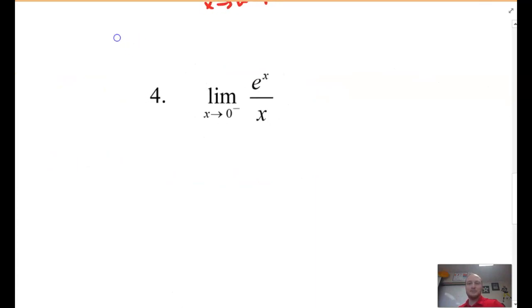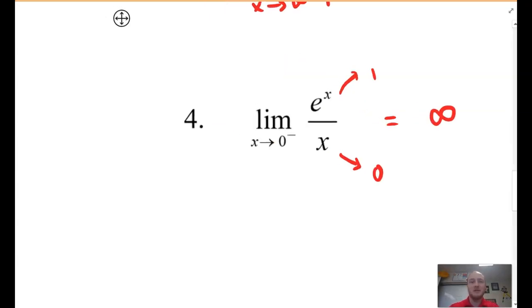How about this one? The limit as x approaches 0 from the left of e to the x over x. If I plug in 0 here, we get 1. If I plug in 0 here, we get 0. So we have 1 over 0. So that is infinity. But notice it's coming from the left. I'm going to highlight this.